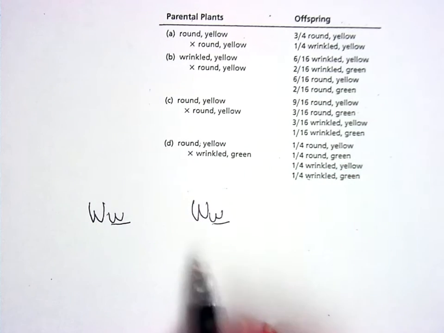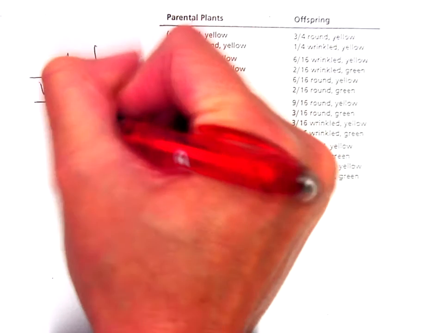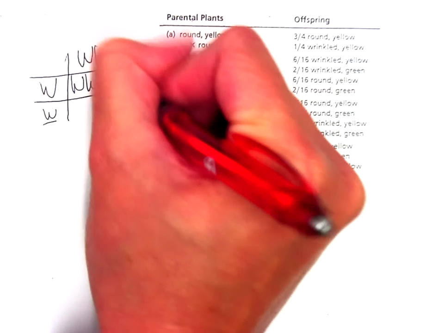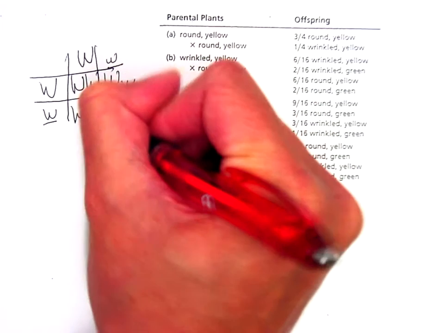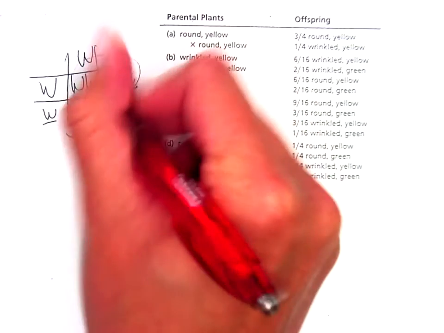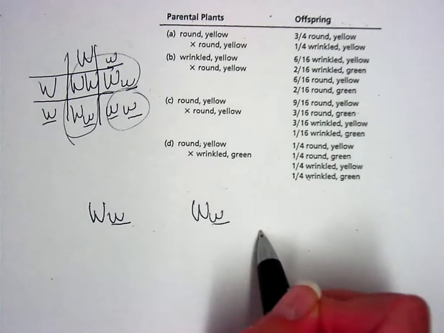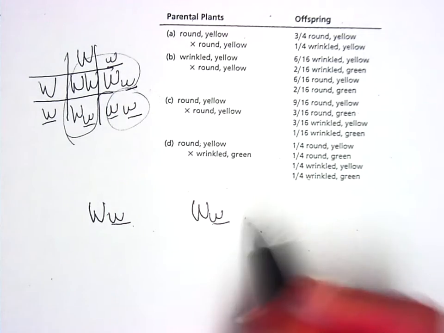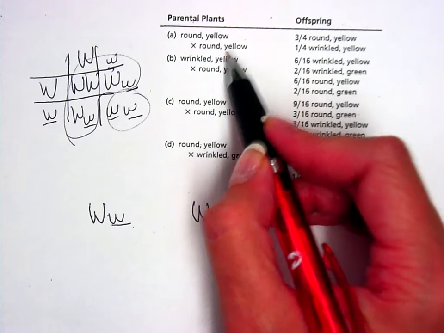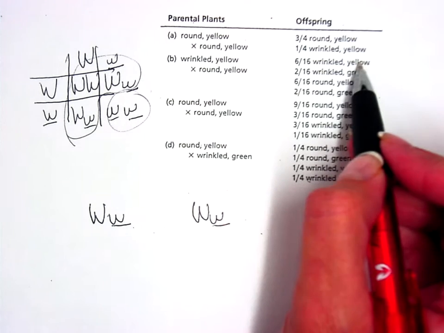We will always see in that Punnett square three-fourths of the offspring will be round and 1/4 will be wrinkled. So we know one of the traits, or one of the genotypes, excuse me. But now let's look at yellow. With the yellow, we know both parents are yellow and all of the offspring are yellow.